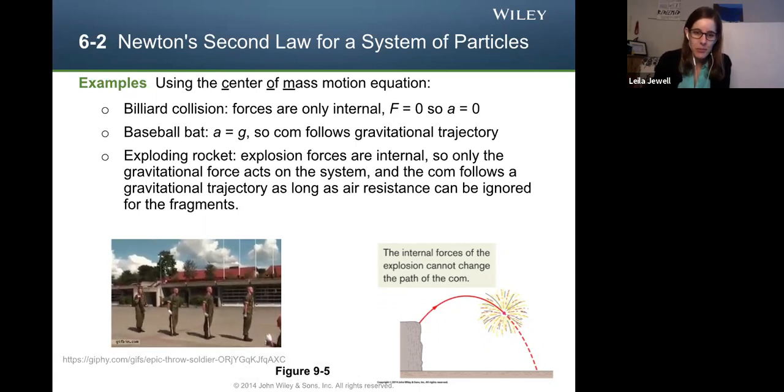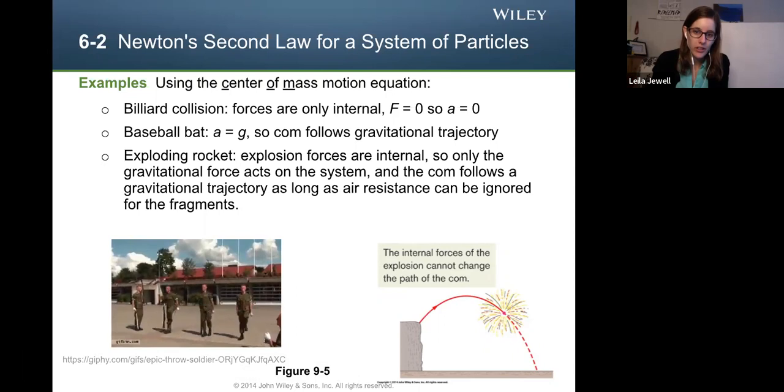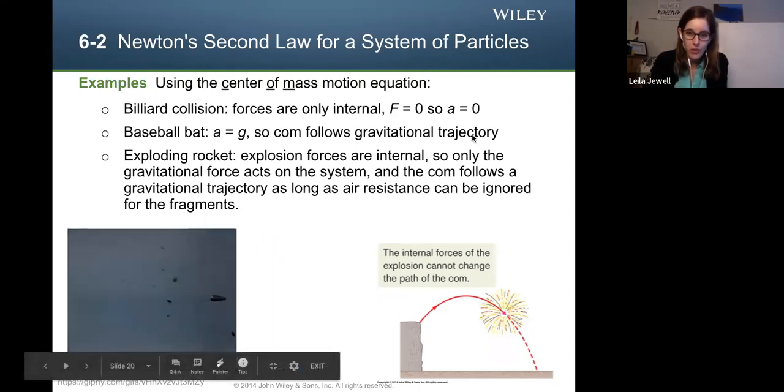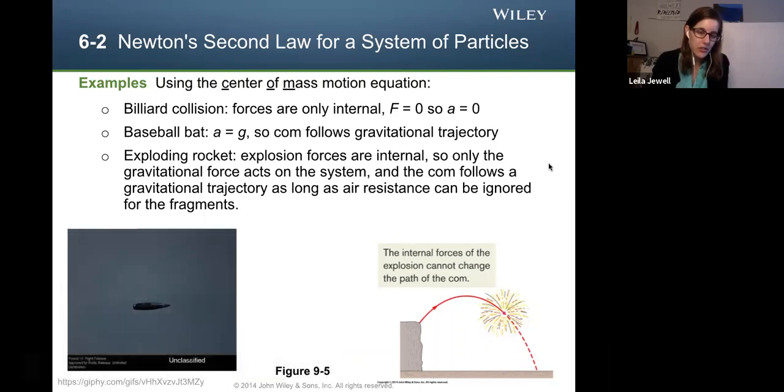And the final example is going to be an exploding rocket. For an exploding rocket, all the explosion forces are internal, so only the gravitational force acts on the system, and the center of mass will follow a gravitational trajectory as long as air resistance can be ignored for the fragments. Air resistance will make it more complicated.